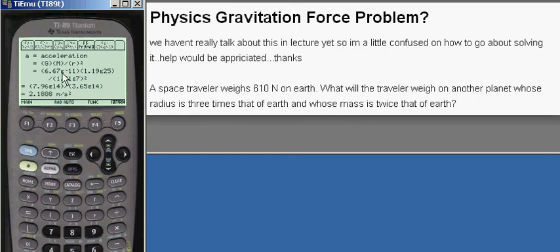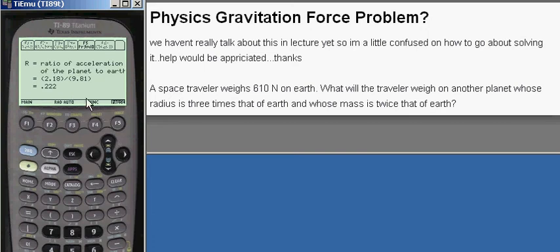So then I give you the formula, G m over r squared, and we enter the variables given. Here's the gravitational constant. Here's the 3 times the mass of the Earth. And here's 2 times the mass of the Earth and 3 times the radius. And then we do those computations. We come up with the planet's acceleration due to gravity, 2.1808 meters per second squared.